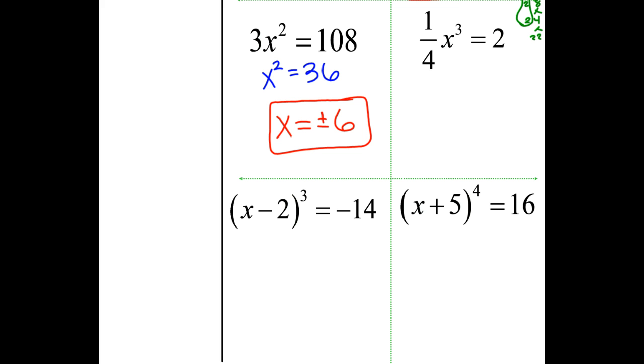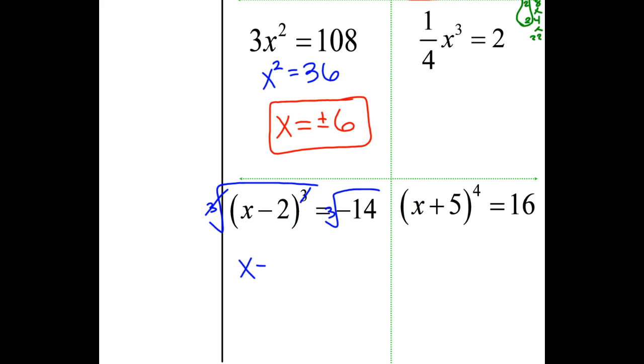So I'm going to let you solve these last two. Actually, I'll do the left side, you guys do the right side. So let's do this one first. Cube root both sides. To get rid of that third power, x minus 2 to the third power, we need to get rid of it. So I'm going to cube root both sides. Those cancel out. And I can't take anything out of that because it's just 2 and 7. So I'm going to leave it there.